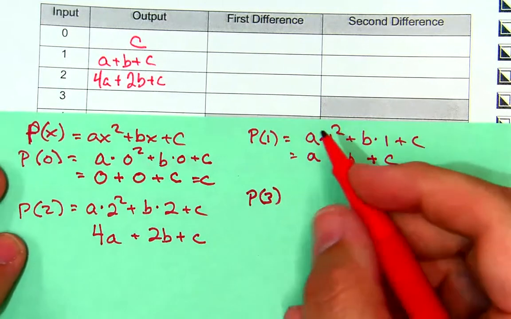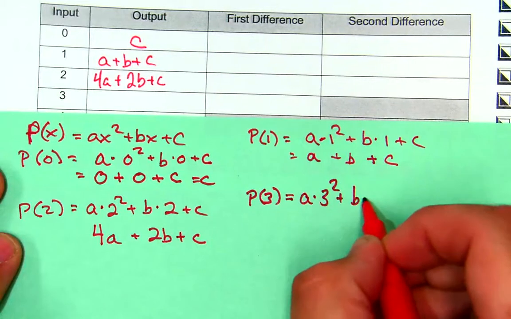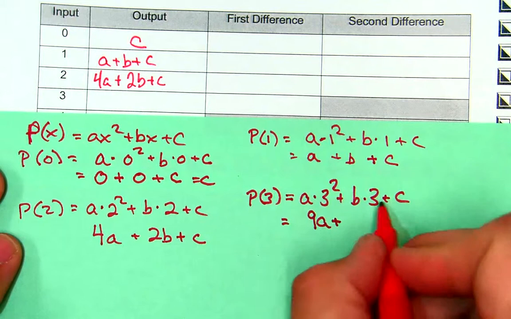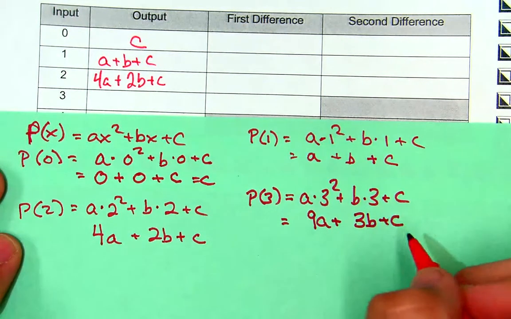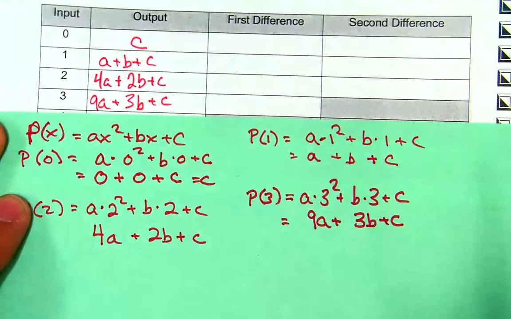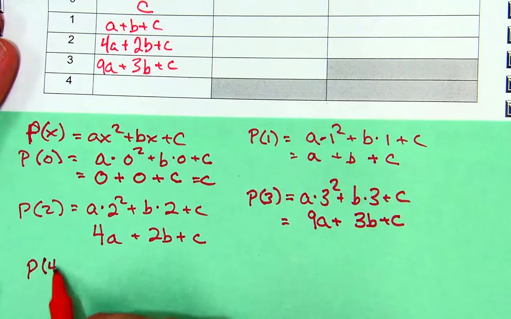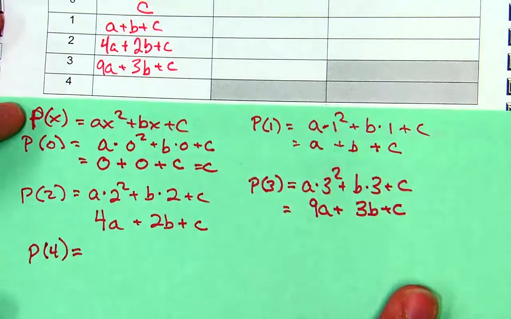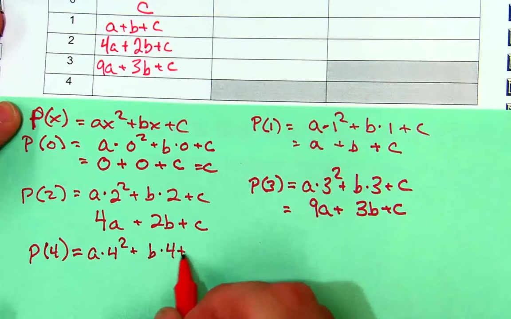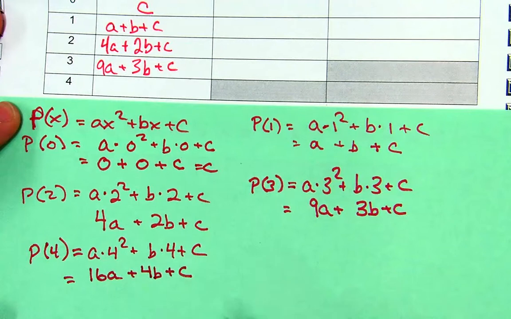P of 3 is going to be equal to A times 3 squared plus B times 3 plus C. So what's 3 squared? 9A, 3B plus C. So I'm going to get 9A plus 3B plus C. And then P of 4 is going to be equal to A times 4 squared plus B times 4 plus C. So 16A plus 4B plus C.